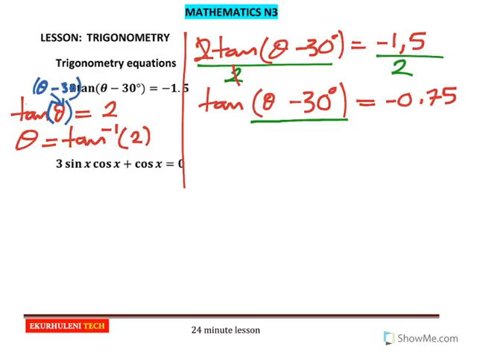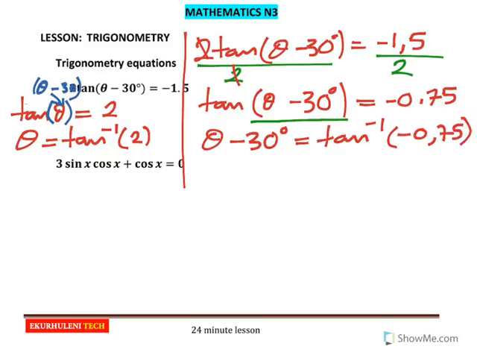Hence here, what is inside the bracket? You are going to say theta minus 30 degrees is equal to arc tan negative 0.75. You pretend this was a single thing, theta minus 30, just like you had as a single theta.